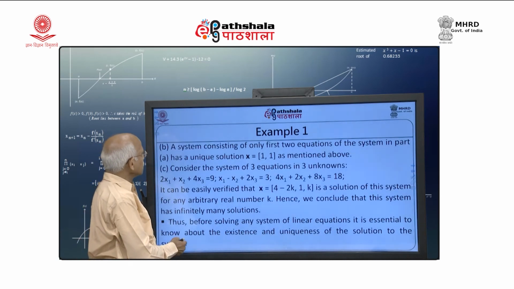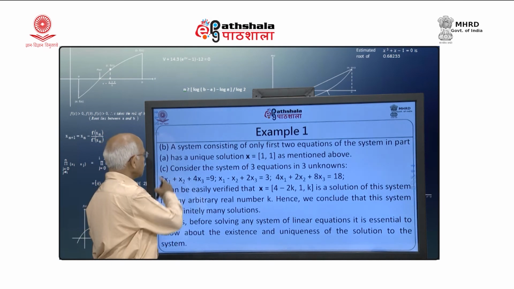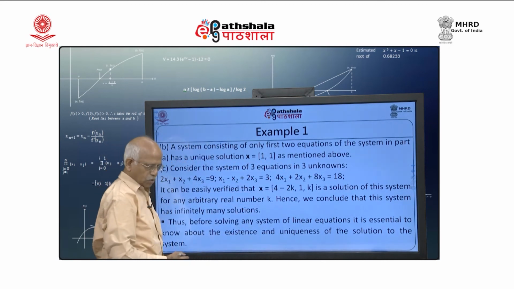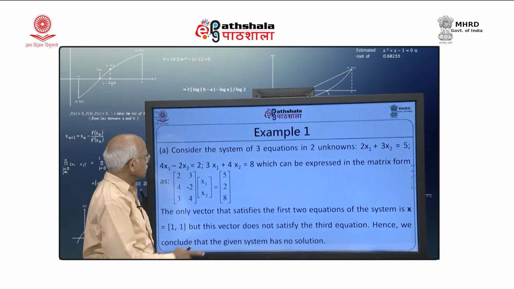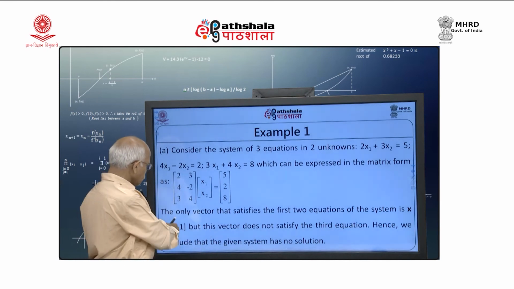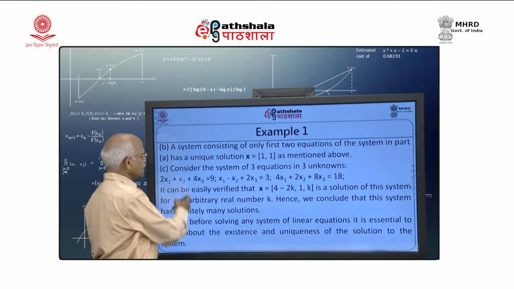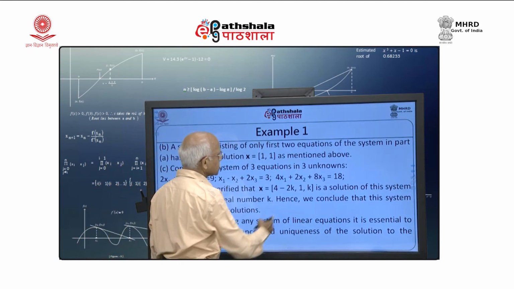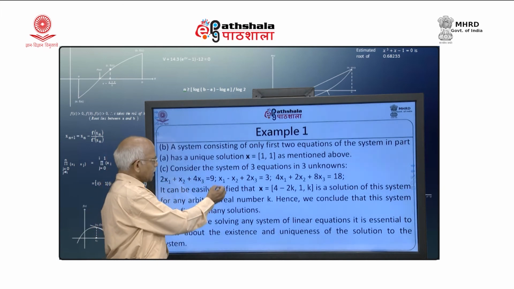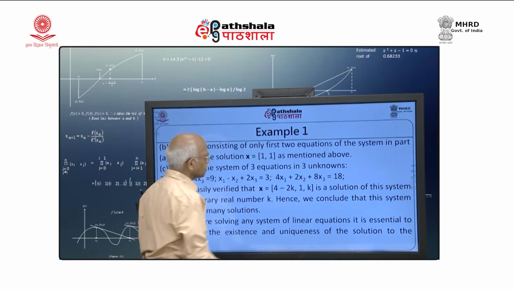In part B, if we now consider a system consisting of only the first two equations of the system in part A, then you can say that it has a unique solution, as mentioned above. So, instead of considering three equations in the system, I consider only two equations. Then this system will have a unique solution which is given by 1, 1. And part C says consider the system of three equations in three unknowns. So, 2x1 plus x2 plus 4x3 equal to 9, x1 minus x2 plus 2x3 equal to 3, and 4x1 plus 2x2 plus 8x3 equal to 18.